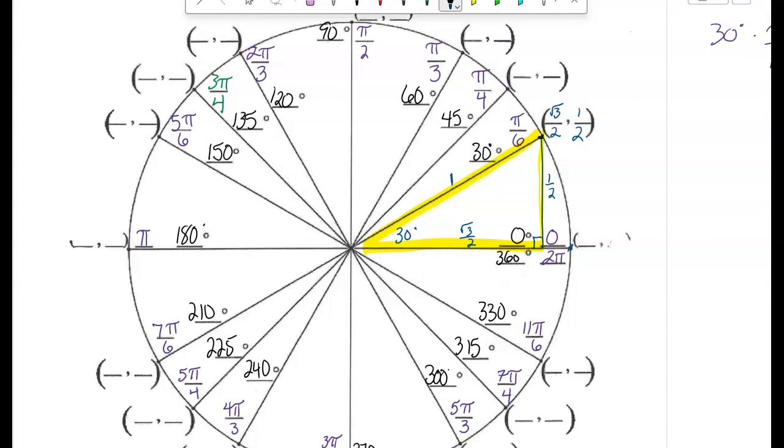What happens if my point's at 0? Well, this is when you should just know how far over. How far over am I if the radius is always at 1? 1, 0. Okay.